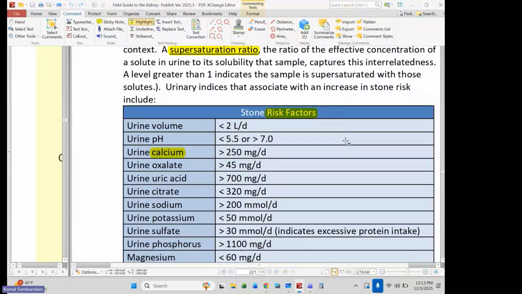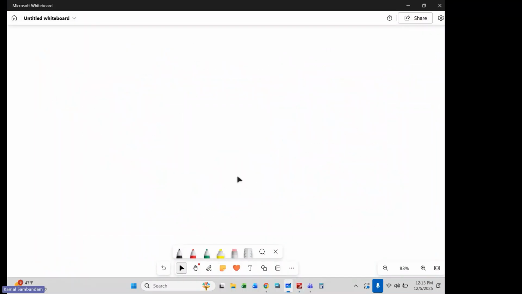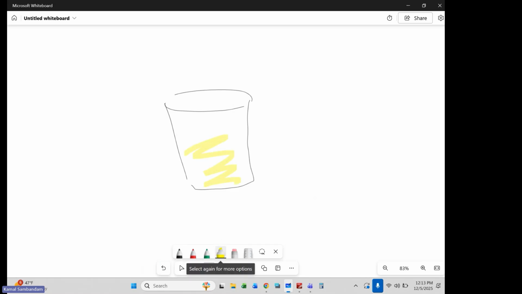So let me be clear. Supersaturation is done manually or evaluated manually by essentially running this experiment where I have a sample of urine, okay, and that urine has dissolved solutes in it.